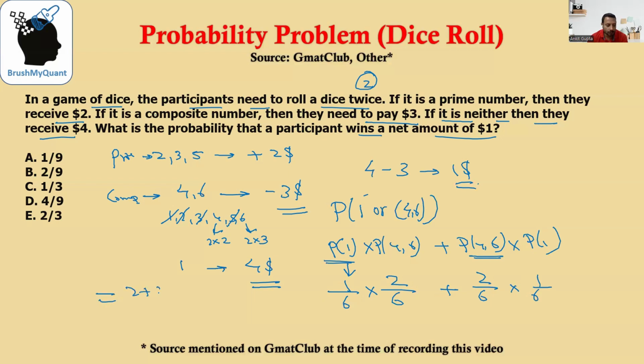So the total number of cases will be 2 plus 2, 4, divided by 36, which is equal to 4 by 36, or equal to 1 divided by 9. And the answer will be option number A.